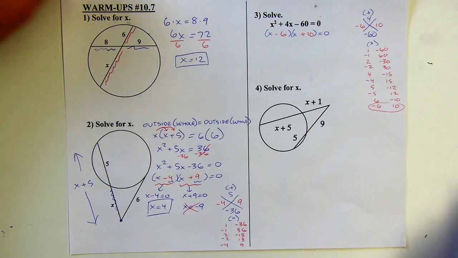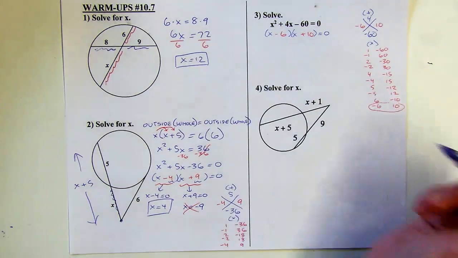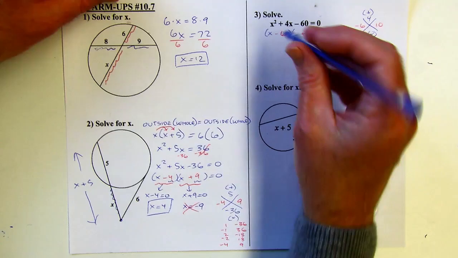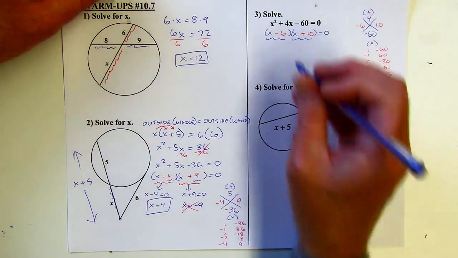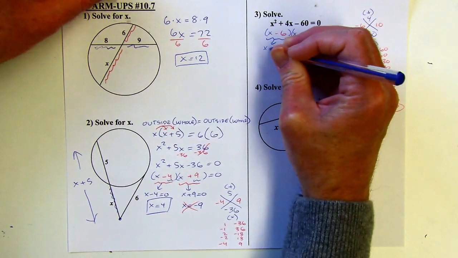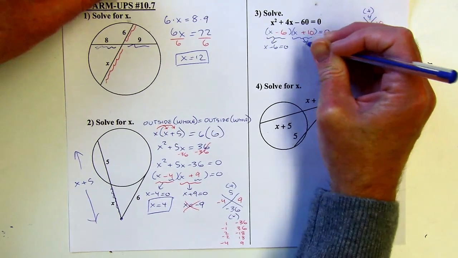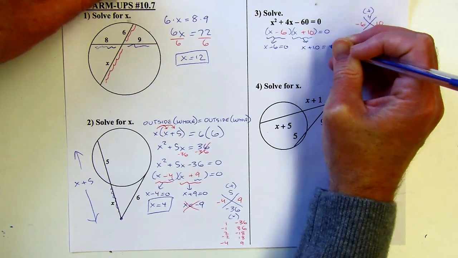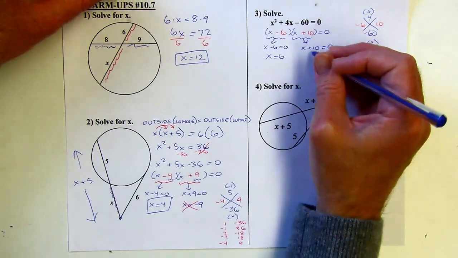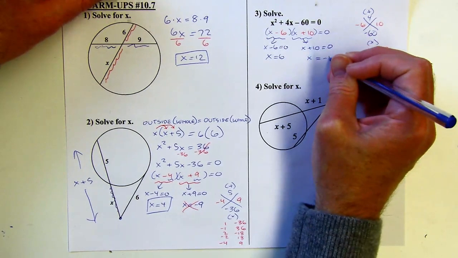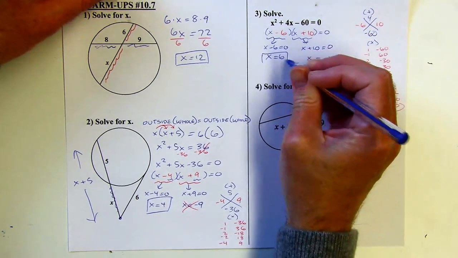Okay, and then I've factored it, but I still haven't solved it. Solved means what does x equal in this equation? Well, now I can use the zero product property. I've got 2 things multiplied together that equals 0, so that means one of them has to equal 0. So add 6 here, and then I'll subtract 10 here. Now in this case, I don't have to throw either of these away.